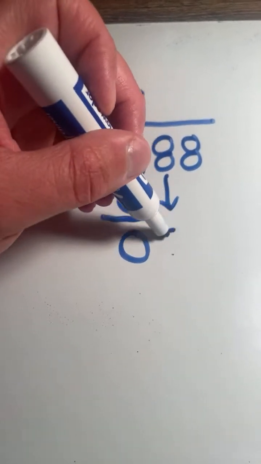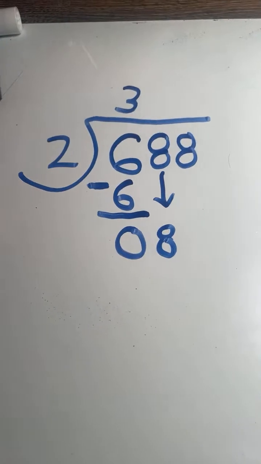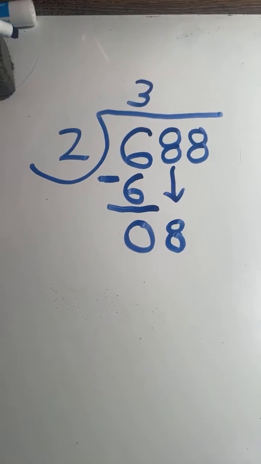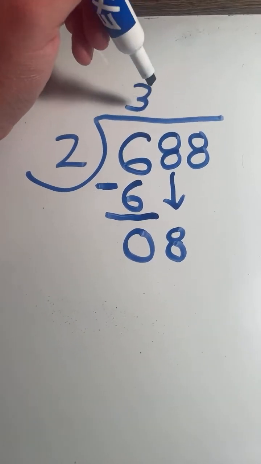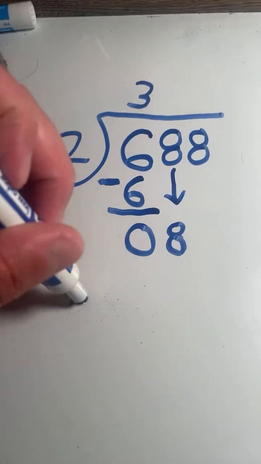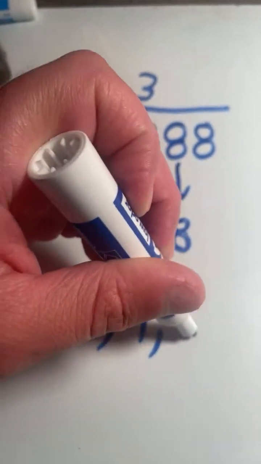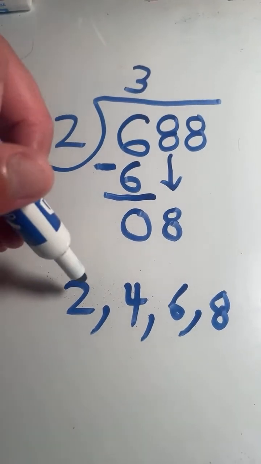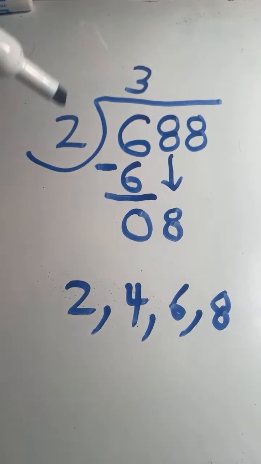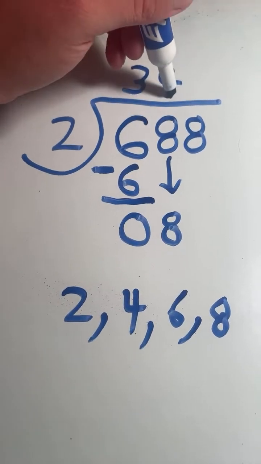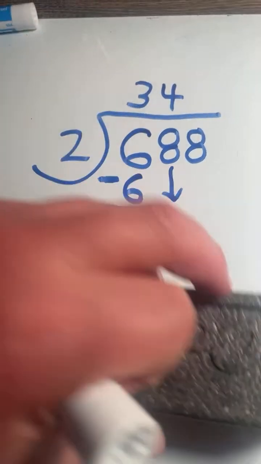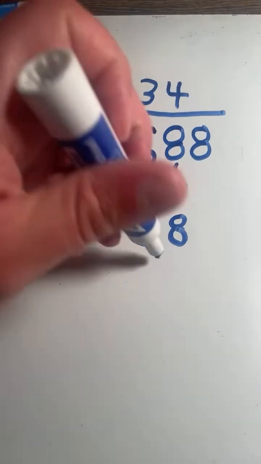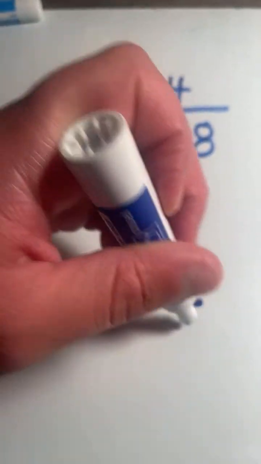All right, bringing down the 8. 8 divided by 2 equals 4. If we wanted to skip count it out, 2, 4, 6, 8. We had to count by 2 4 times to get to 8. 8 divided by 2 again equals 4. 8 is what we subtract to find our remainder. 8 minus 8 equals 0.